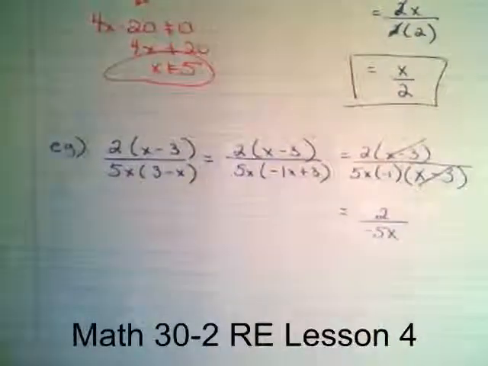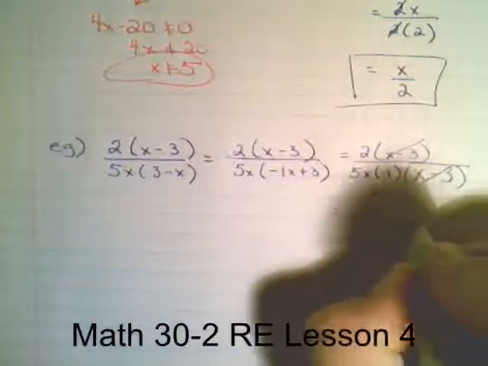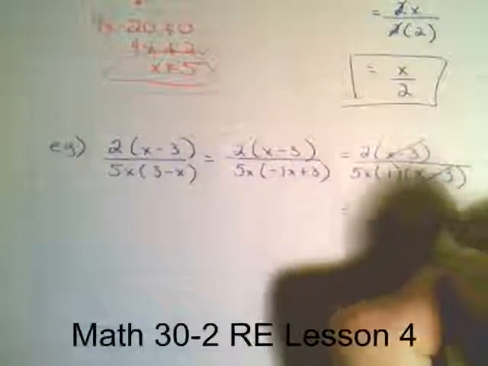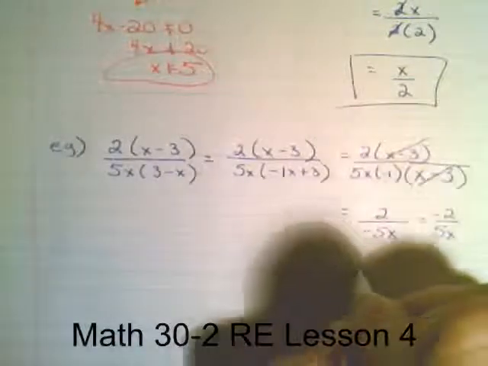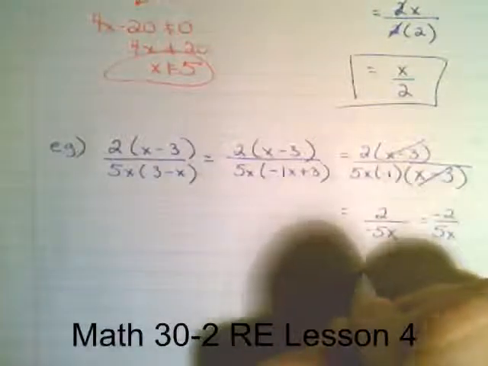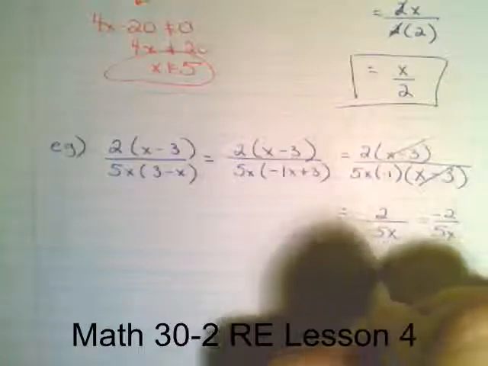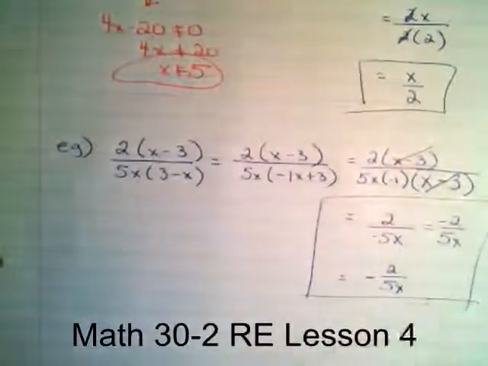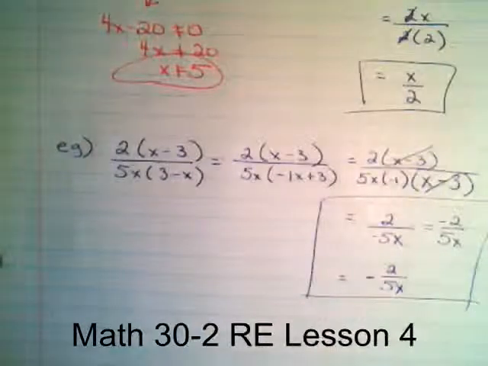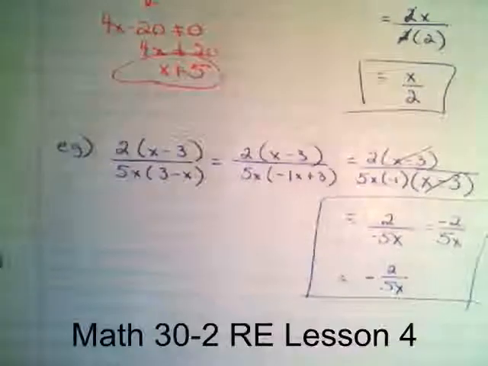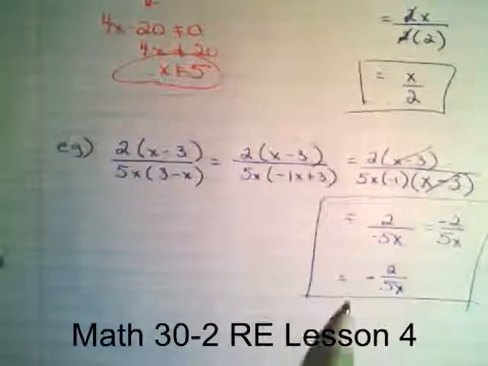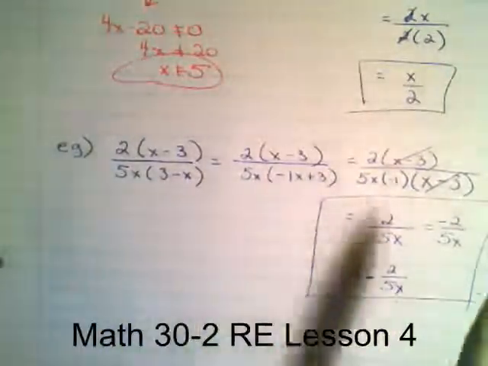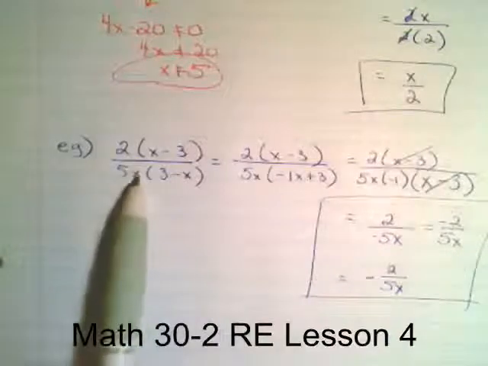So I end up here. Now I've got x minus 3 top and bottom. Now the x minus 3's can cancel, and it leaves me with 2 in the top, negative 1 times 5x, or negative 5x in the denominator. Now, with fractions, that negative is there, or I could say that's negative 2 over positive 5x, or I could say that's negative in front of 2 over 5x. Either way, they're all the same thing.